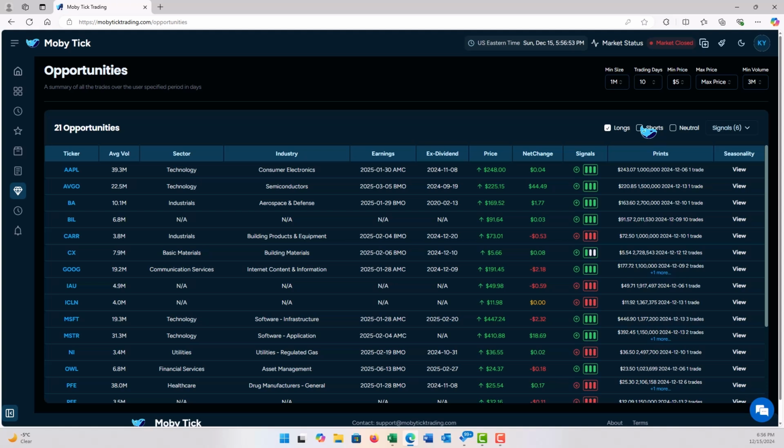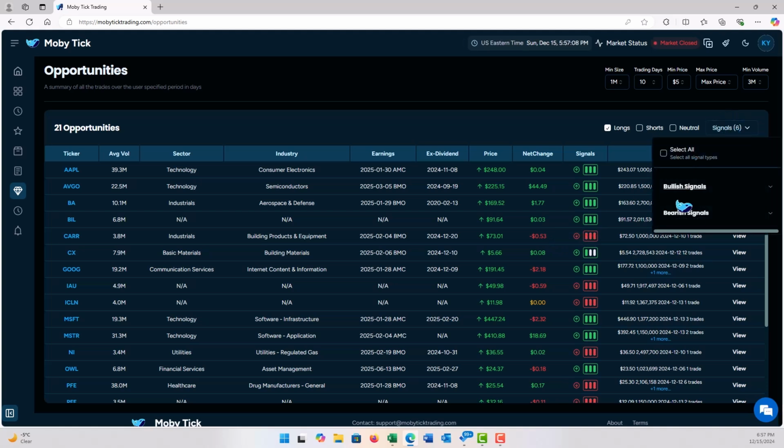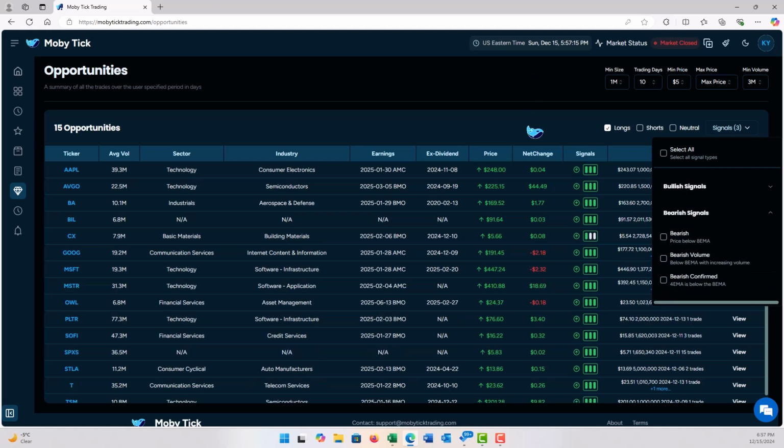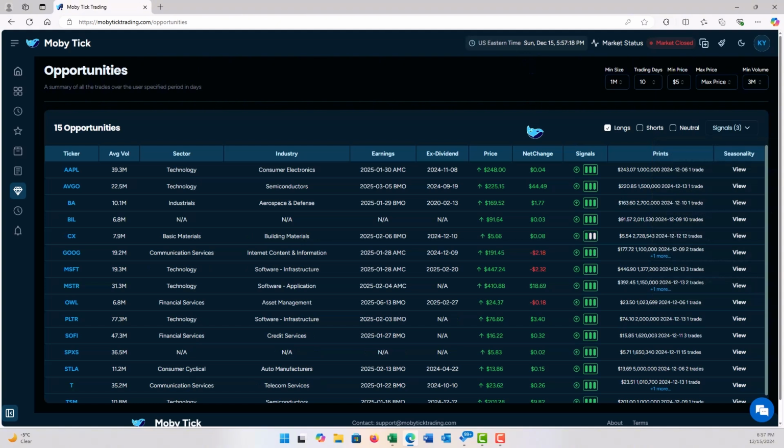If we wind up doing that, and we see some of these. Now, the other thing for longs, I'm not interested if we're closing, if the net changes negative on the day to go long. And then I also want a bullish signal. So on my signals, I'm going to untick the bearish ones. That gets us down to 15 opportunities.